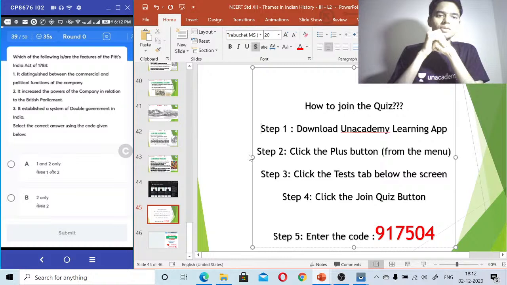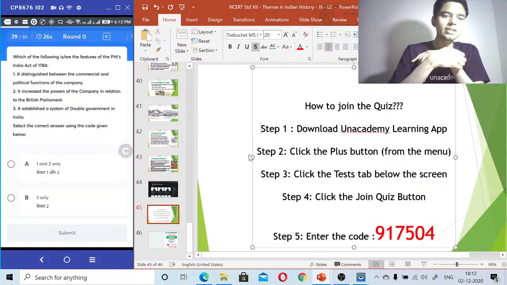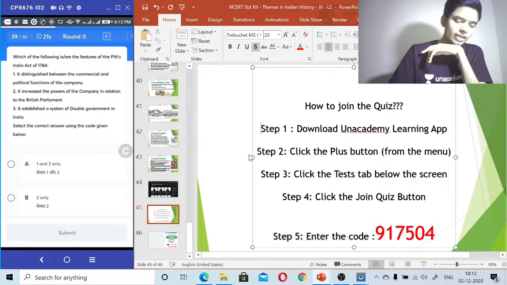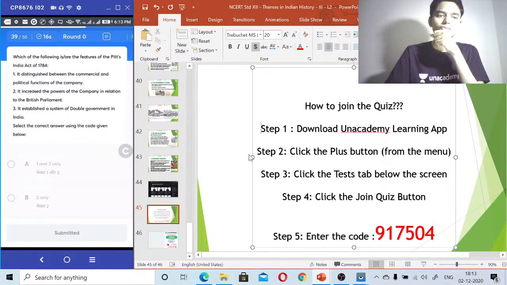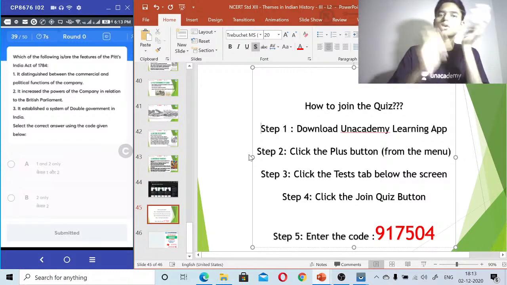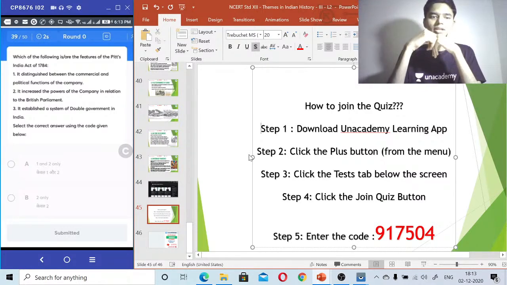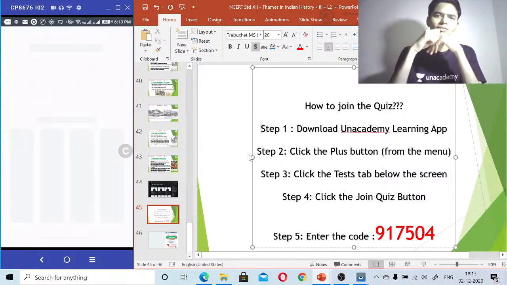39. Which of the following is or are the features of Pitt's India Act of 1784? It distinguished between the commercial and political functions of the company. It increased the powers of the company in relation to British Parliament. It established a system of double government in India. Choose the correct answer. So basically, the Board of Control and the Court of Directors were separated, or two bodies were set up, and double government was started. Okay, correct answer. Easy question. This is given in the Lakshmikant textbook, first chapter.